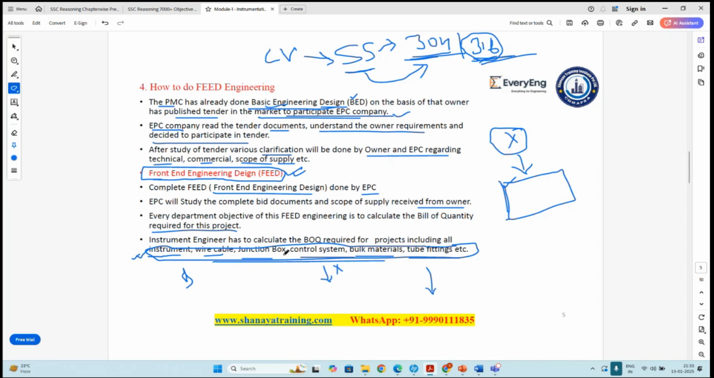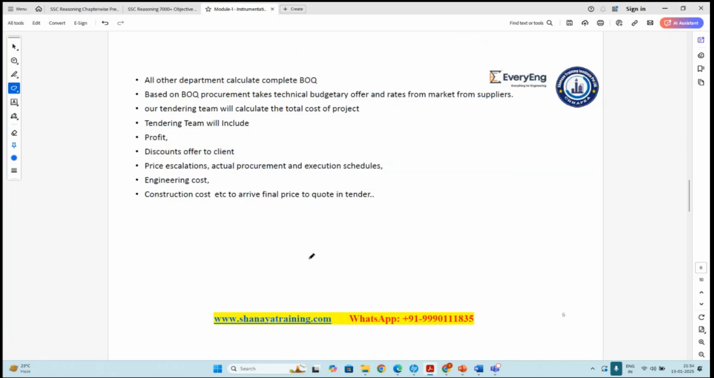Once you complete this training, at the end of the day you will be able to answer how to calculate the wire and cable quantity, the total instruments quantity, the junction box quantity, and the bulk material, tube and tube fittings quantity. So every quantity you can calculate. These are the things which come under engineering. The person who knows the engineering will calculate the bill of quantity.